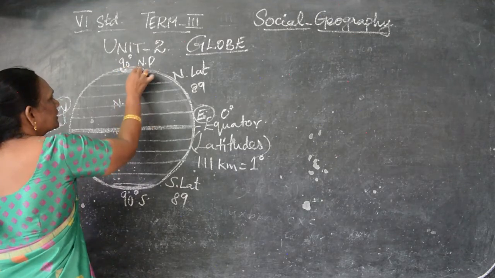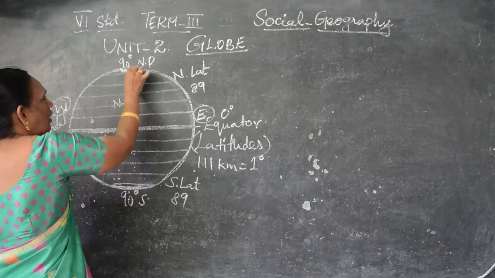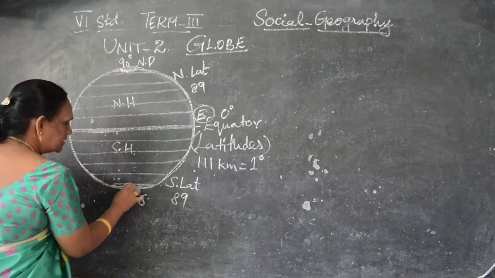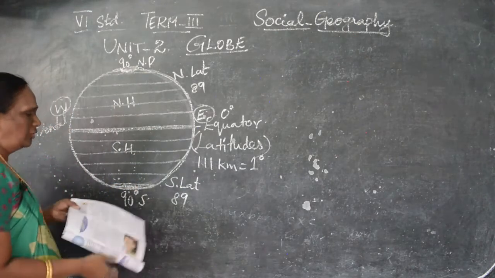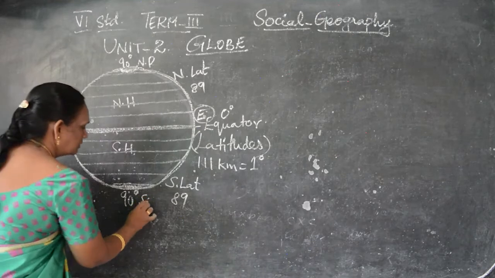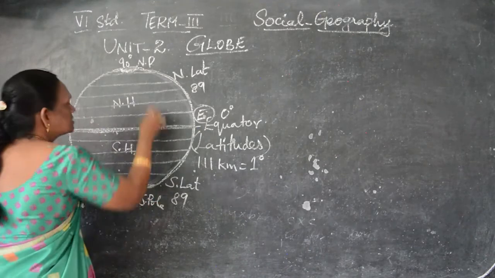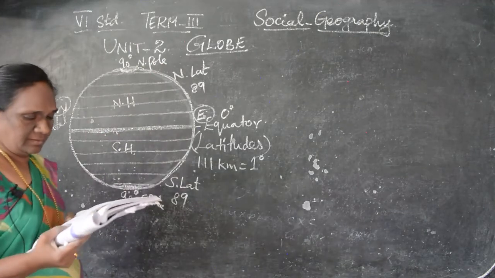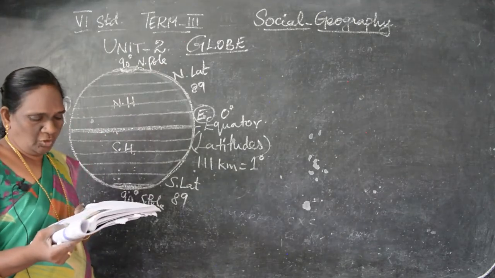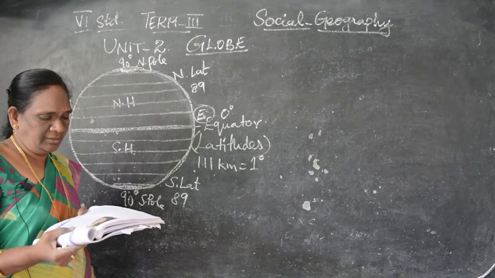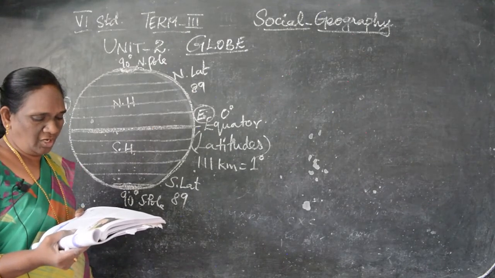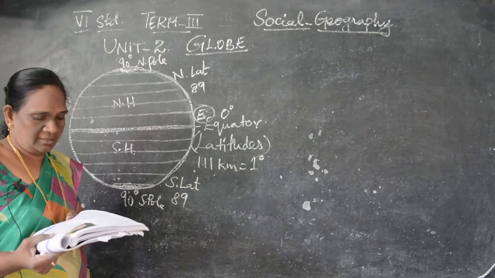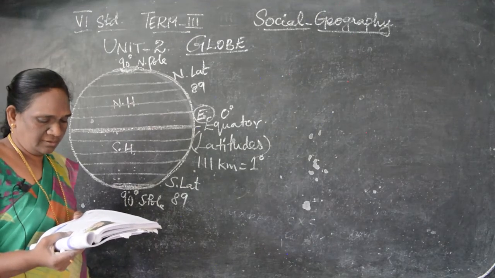Here is the North Pole, this point is the North Pole, and this point is called the South Pole. North Pole, South Pole. Understand? So totally there are 181 parallels found on earth. Have you all understood? Okay.